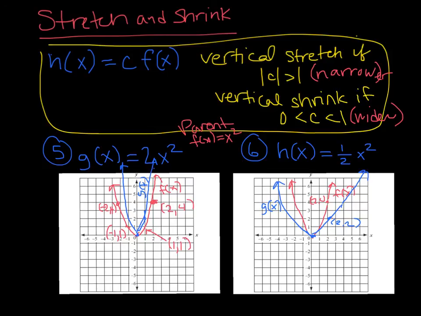You do not need to write the points, by the way, but I just kind of want you to see what's going on. So the key thing I need you to know is that a vertical shrink, which means you have a coefficient between 0 and 1, is going to become wider, and a vertical stretch, which means you have a coefficient whose absolute value is bigger than 1, is going to become more narrow.